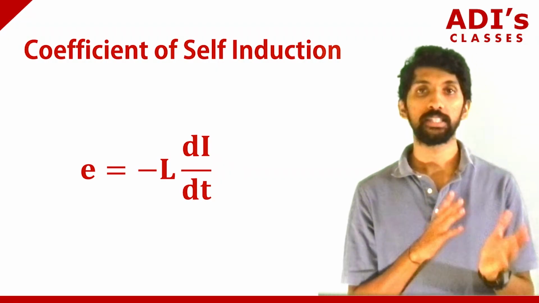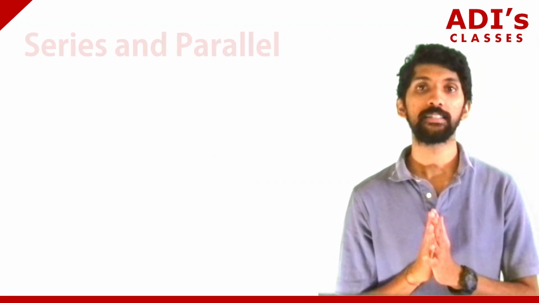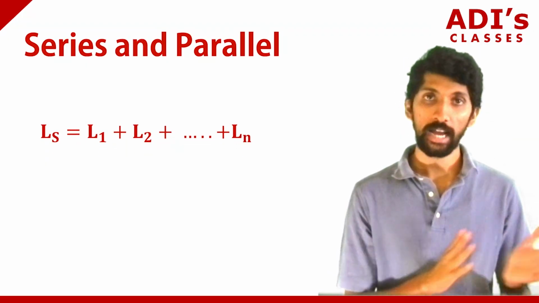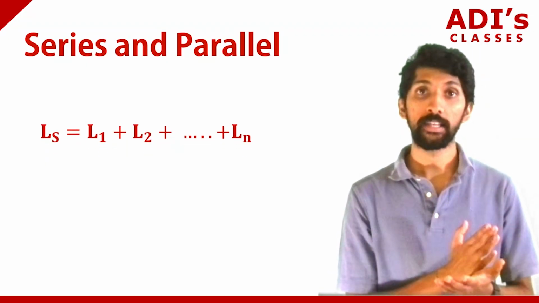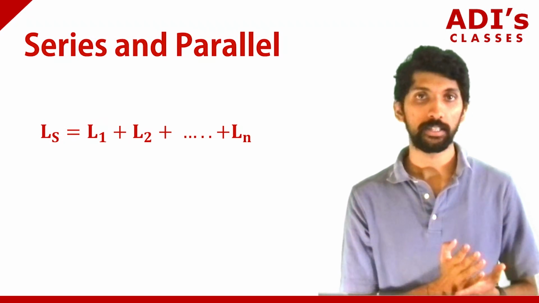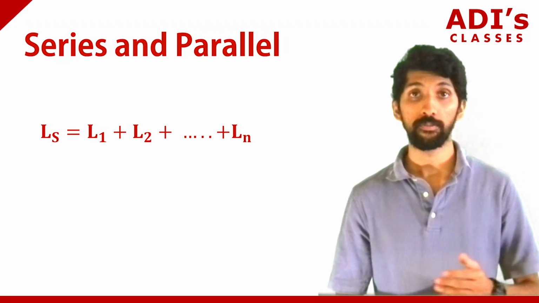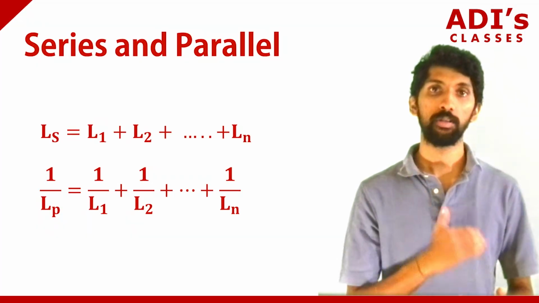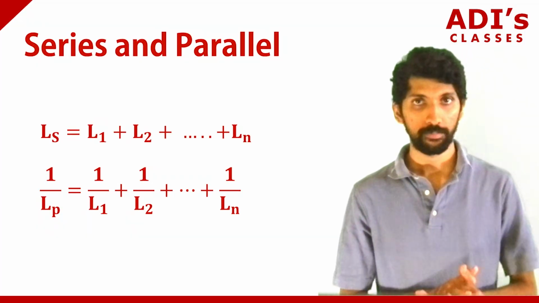Then you learned about series and parallel. For series inductances, you just add the inductances, so L equals L1 plus L2 plus L3. For parallel, you have to reciprocate and add, so 1 by LP equals 1 by L1 plus 1 by L2 plus 1 by L3.